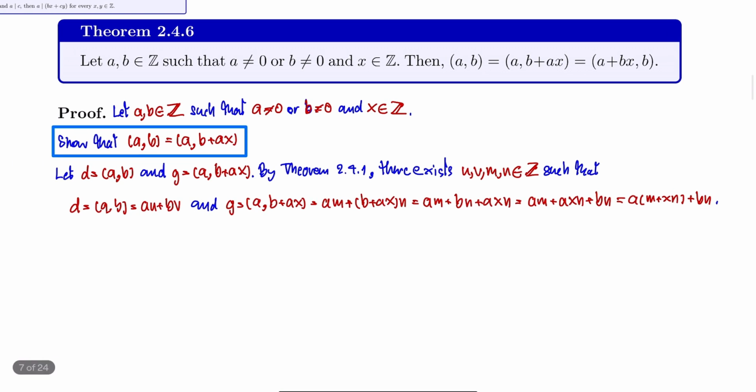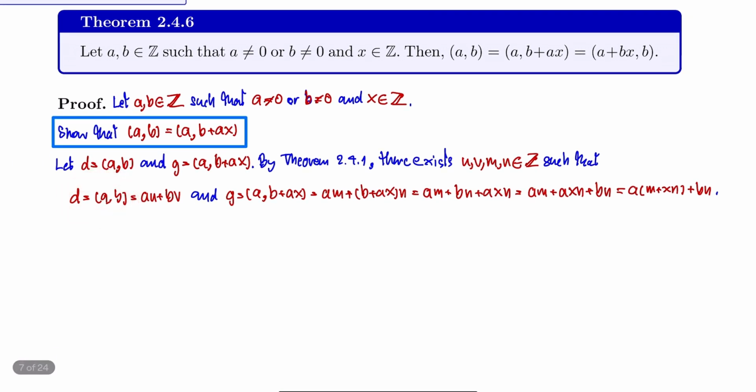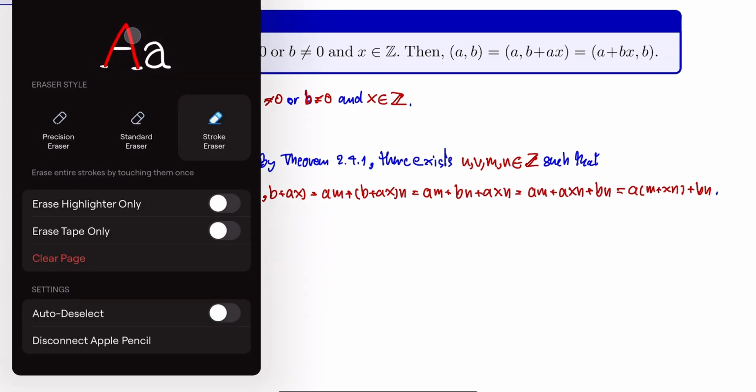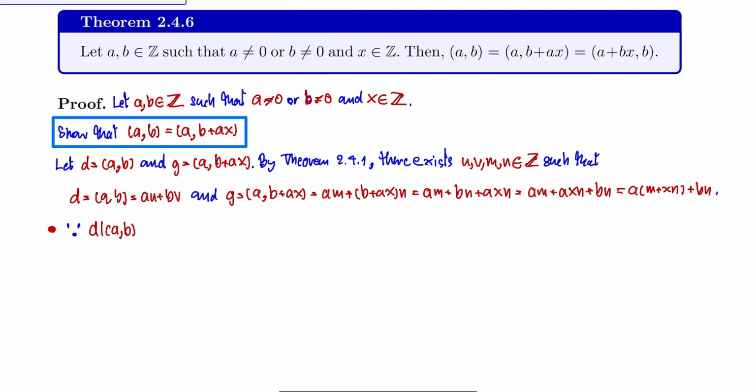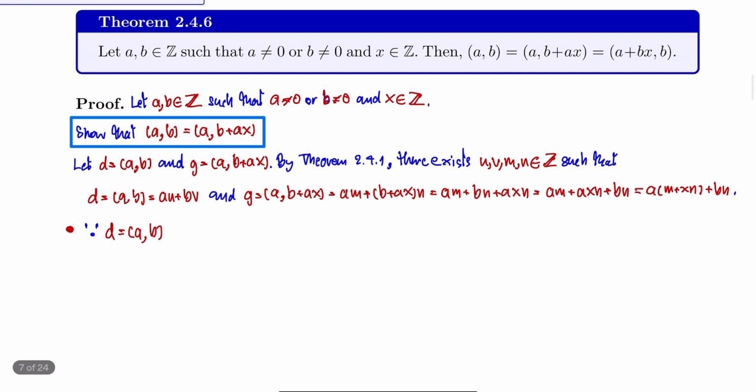So now let's consider the greatest common divisor of a and b. Since d is equal to the greatest common divisor of a and b, what do we have? We have d divides a and d divides b, right?